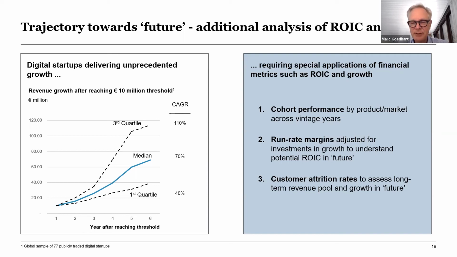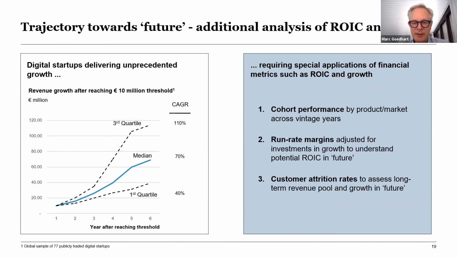So first is to understand cohort performance, by product or market, across what we call vintage years. If you're in video streaming, for the customers that have been with you for 1, 2, 3, 4, 5 years now, what is the repeat rate or the attrition for each of these customer groups? What is the average spend per customer? And what is the margin for each of these customers?